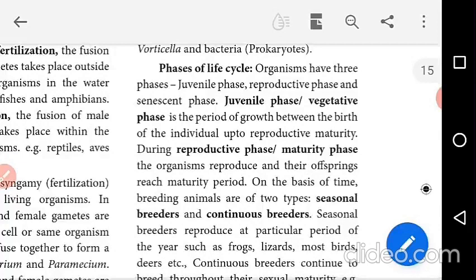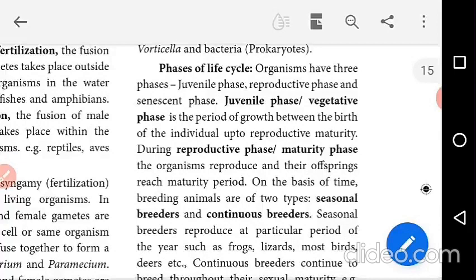The first one is the juvenile phase. The organism has three phases: the juvenile phase, reproductive phase, senescent phase. First one is the juvenile phase or the vegetative phase. In this juvenile phase, the period of growth is between the birth of the individual up to the reproductive maturity.